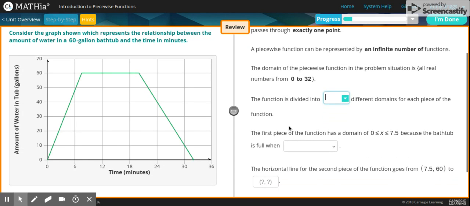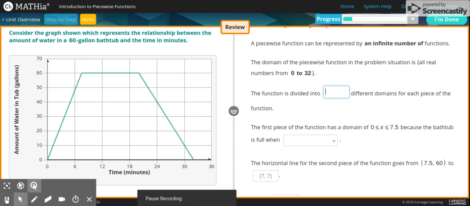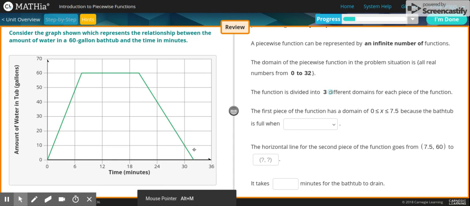The function is divided into three different domains, one for each piece of the function, because there's one part here, two parts here, and three parts here.